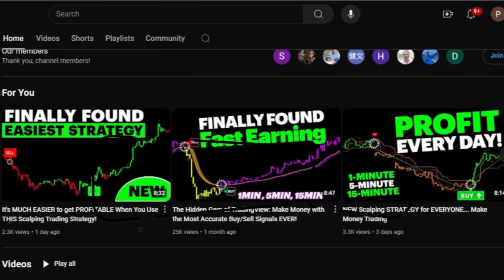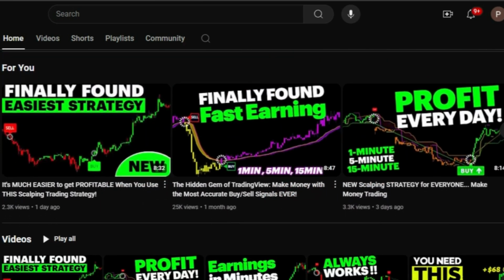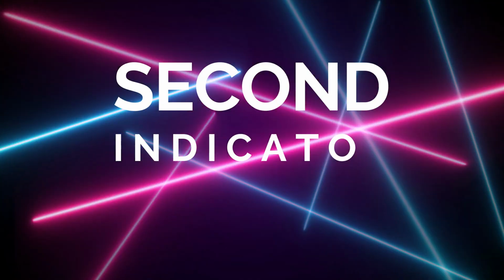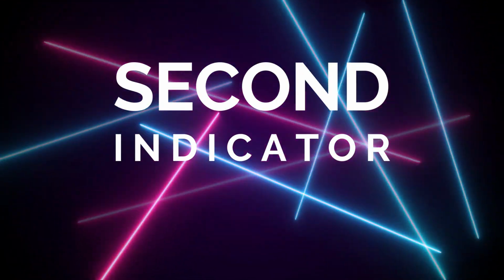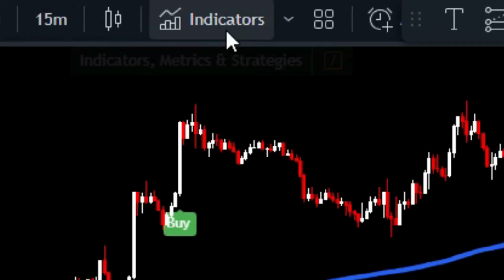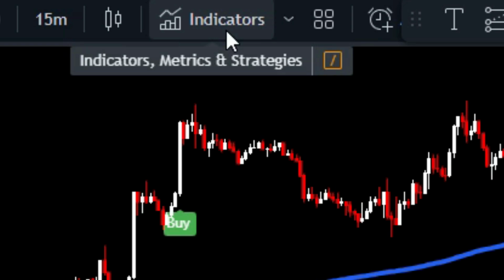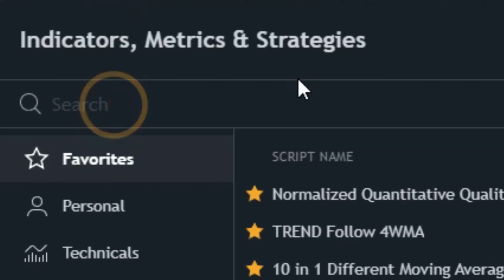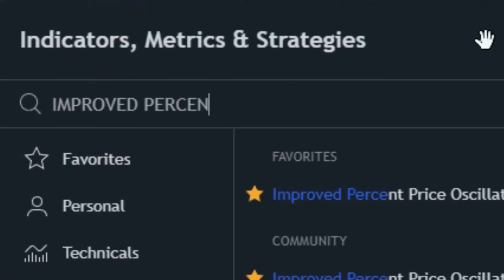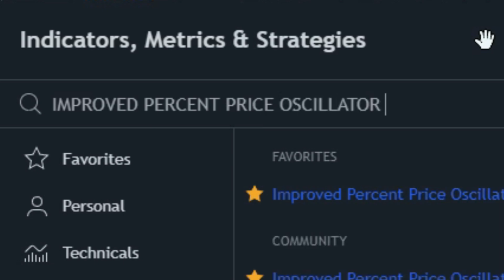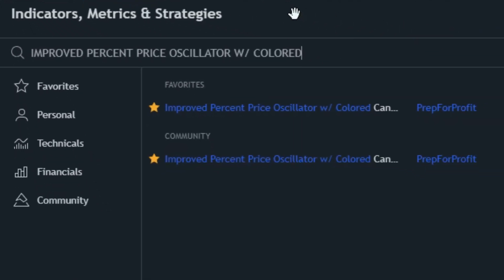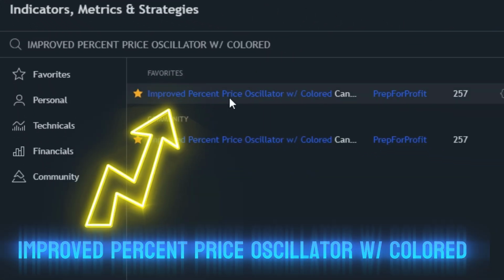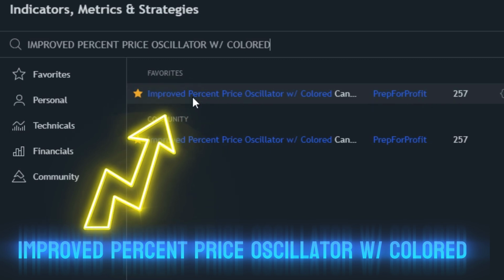Now let's focus on adding another indicator to boost your trading strategy. To add the second indicator to your chart, follow these simple steps. Just head over to the indicators section on TradingView and type "improved percent price oscillator W colored" into the search bar. When you see the indicator in the results, just click on it to add it to your chart. That's all there is to it. The improved percent price oscillator will be ready to use on your chart in no time.